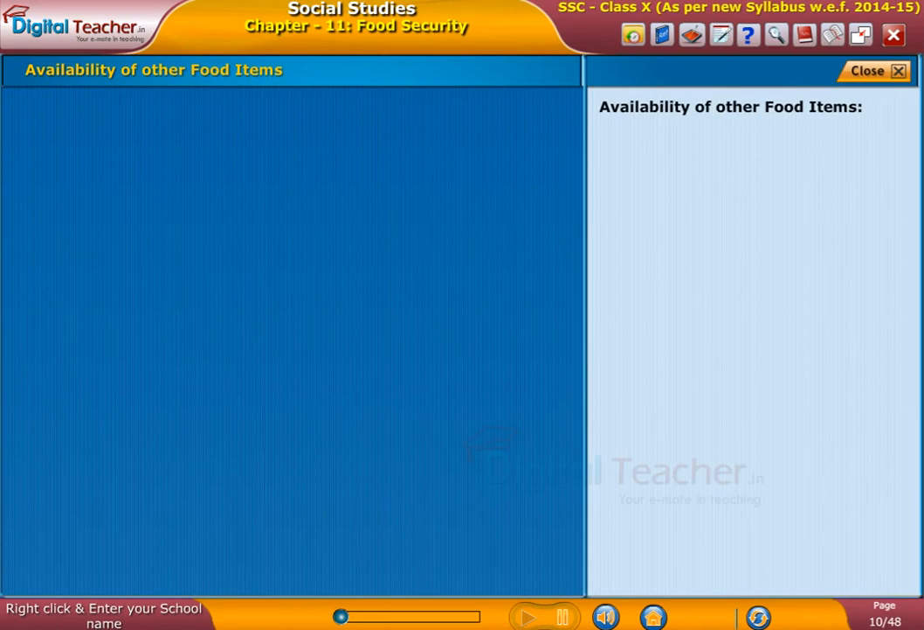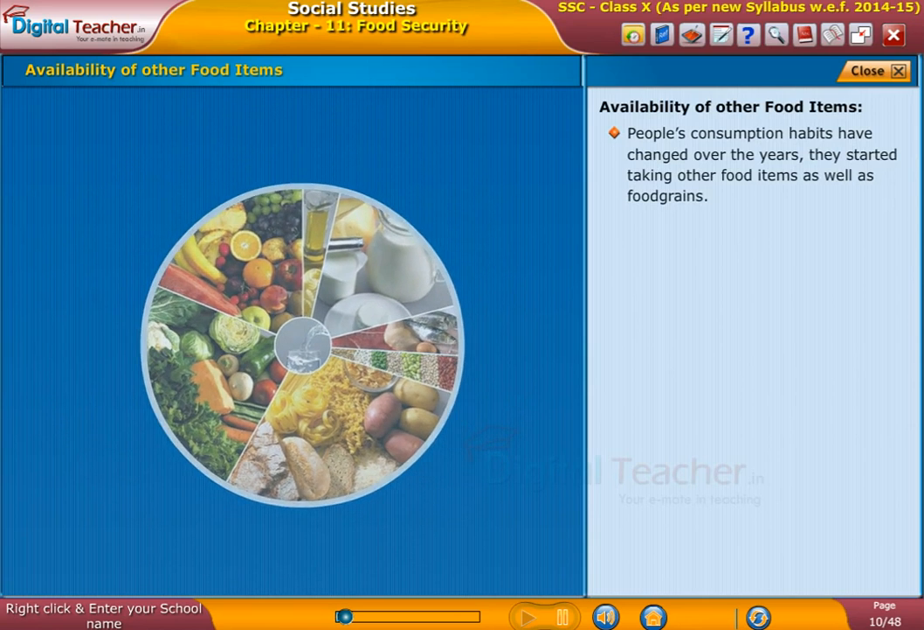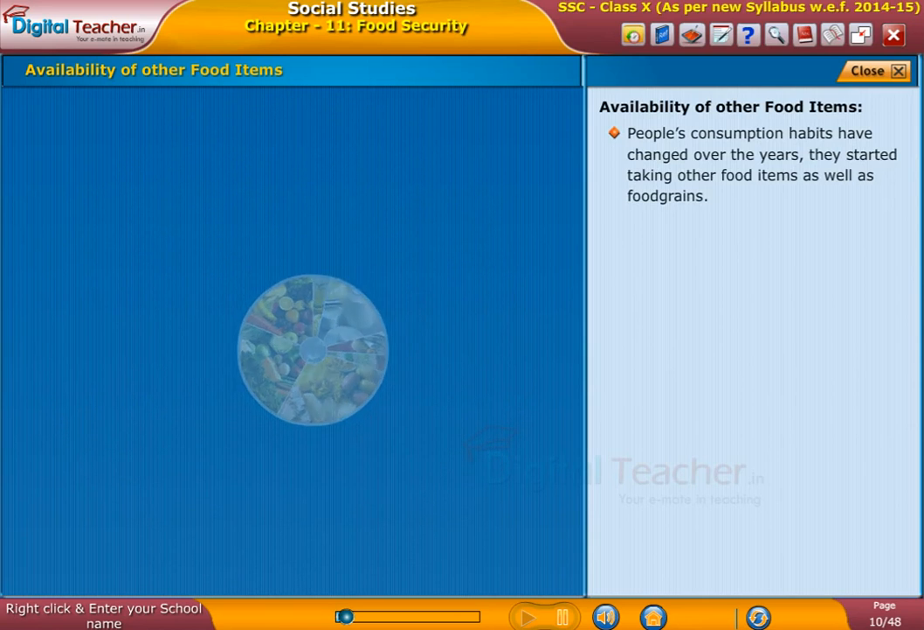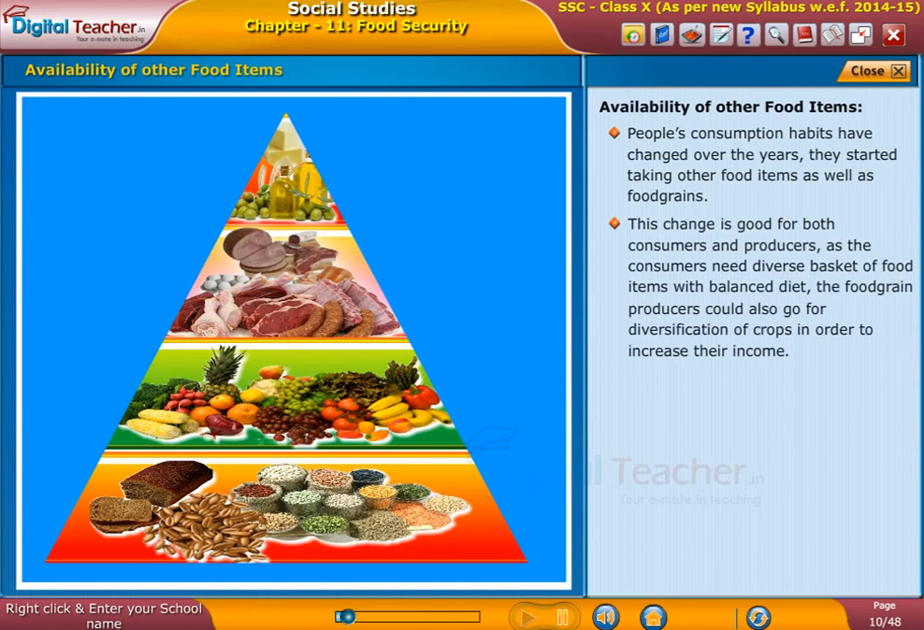Let us now learn about other food items. People's consumption habits have changed over the years. They started taking other food items as well as food grains. This change is good for both consumers and producers, as the consumers need diverse basket of food items with balanced diet. The food grain producers could also go for diversification of crops in order to increase their income.